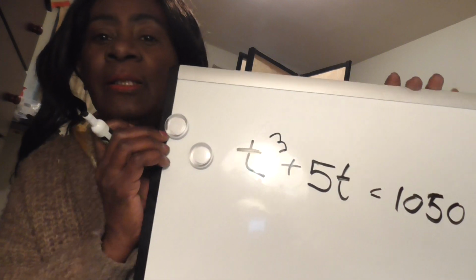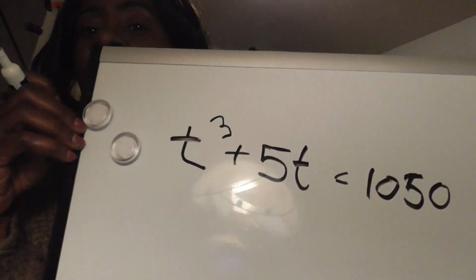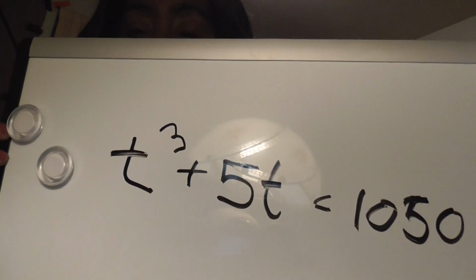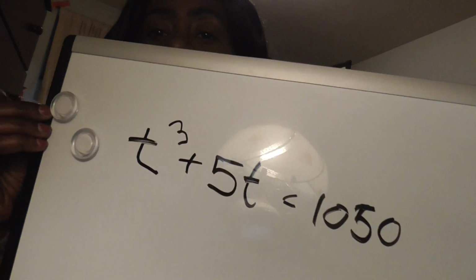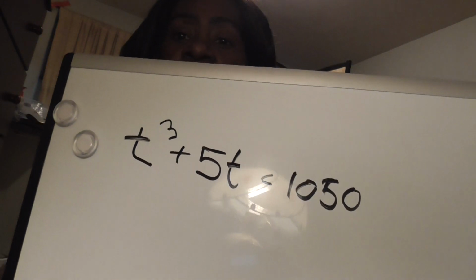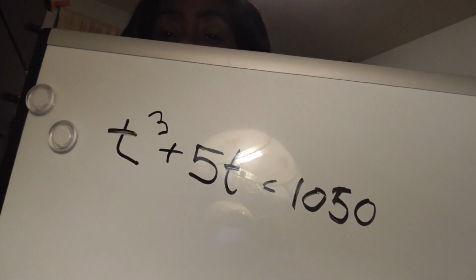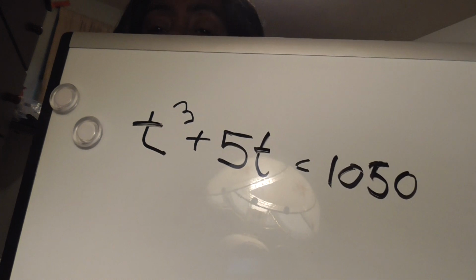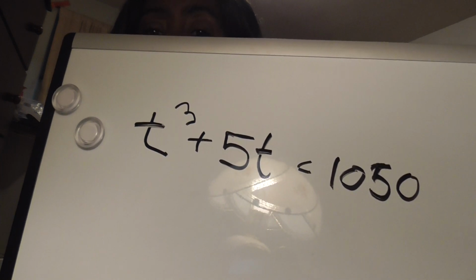1,050. Now, the first step is to understand the example, the variable. The variable is an unknown number, that's t. We're going to use t. We can use x, y, or z, which are the most common variables, but we're going to use t. T to the third power plus 5 times t equals 1,050.